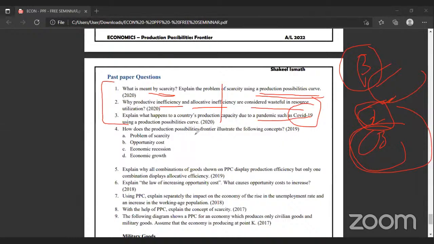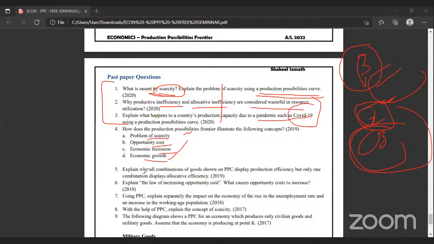In 2019, how does the production possibility frontier illustrate the following concepts? See that, again they ask about scarcity, as in 2020. And in 2019, one of the questions asks you to illustrate the problem of scarcity on the production possibility curve. For this question, if you just draw the graph and highlight the points, you don't need to write an explanation. It will be given 2 marks according to the marking scheme. If you write a brief description, no problem. Opportunity cost, economic recession, economic growth, right? You have to display them on the PPC.